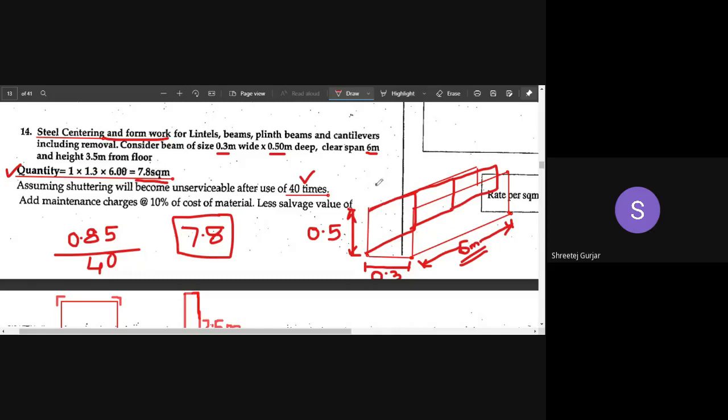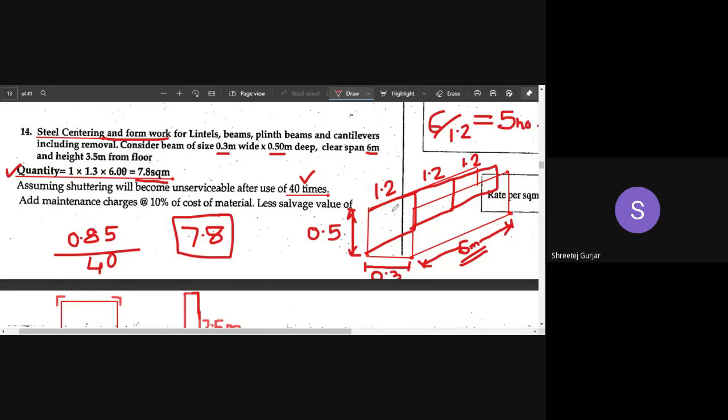So what is the length of one panel? One panel is 1.2 meter in length, right? Each panel is 1.2 meter. So 6 meters is the total, so 6 divided by 1.2. What is the number that is required? What is the value? 5. Correct.